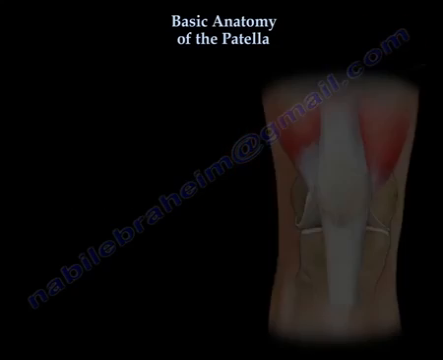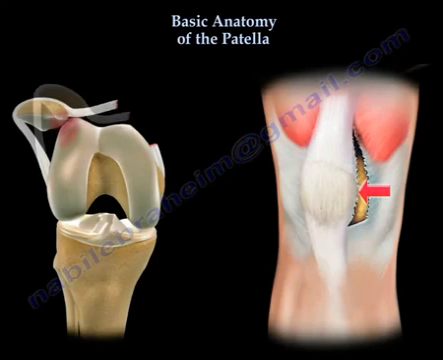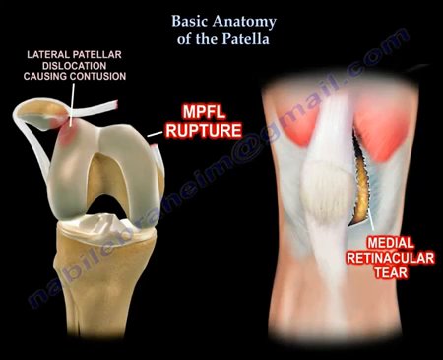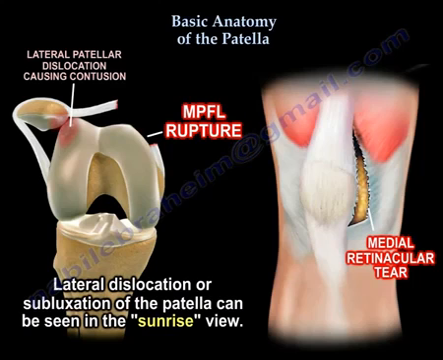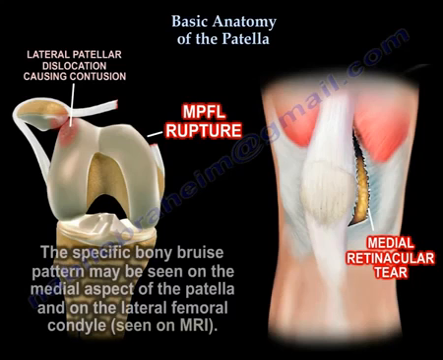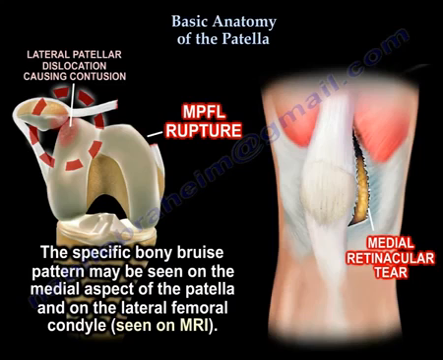If the medial retinaculum and the medial patellofemoral ligament are torn, there might be lateral dislocation or subluxation of the patella. You can see that on a sunrise view. You may also see the specific bony bruise pattern on the medial aspect of the patella and on the lateral femoral condyle, and that will be seen on the MRI.